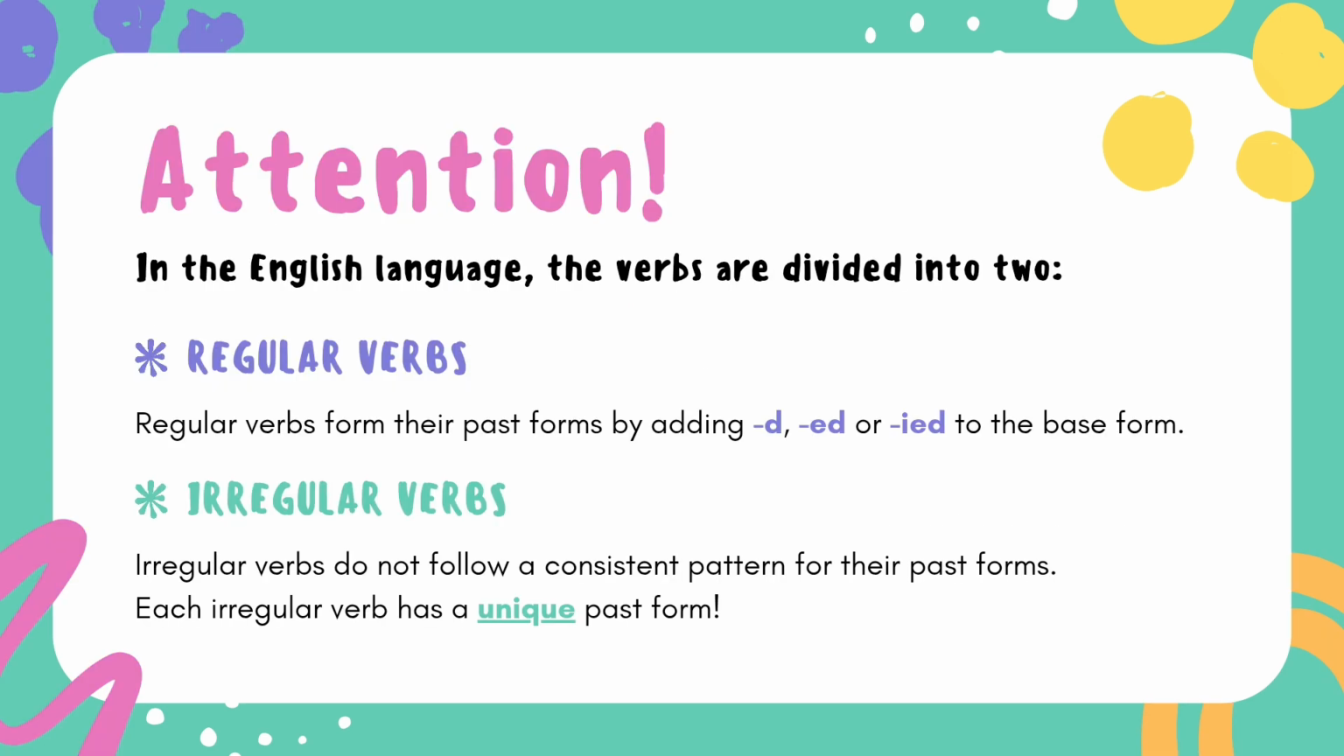Attention! In the English language, the verbs are divided into two. Regular verbs. Regular verbs form their past forms by adding d, ed, or ied to the base form. Irregular verbs. Irregular verbs do not follow a consistent pattern for their past forms. Each irregular verb has a unique past form.